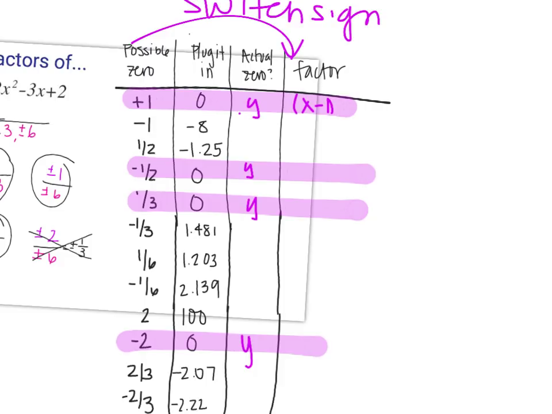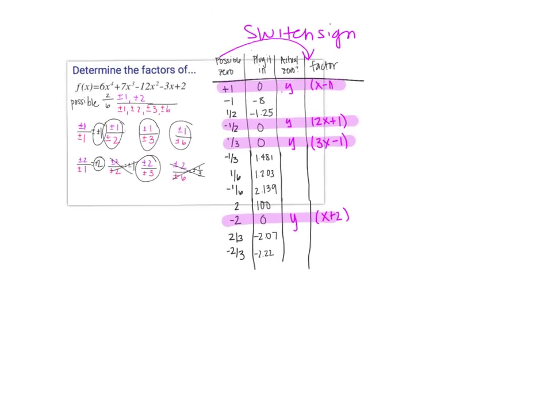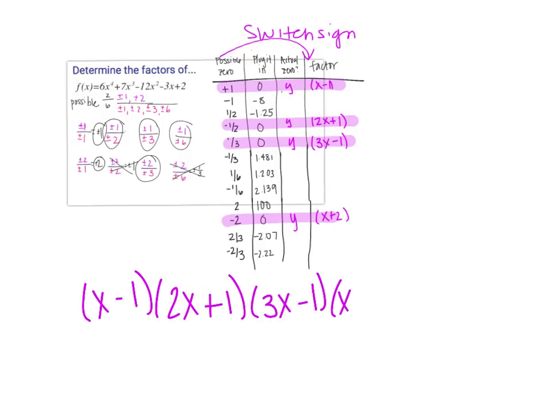So my next 0 was negative 1/2. That's going to give me a factor of 2x plus 1. 1/3 is going to give me a factor of 3x minus 1. And negative 2 is going to give me a factor of x plus 2. So I have now completely factored this problem. It'd be x minus 1 times 2x plus 1 times 3x minus 1 times x plus 2.